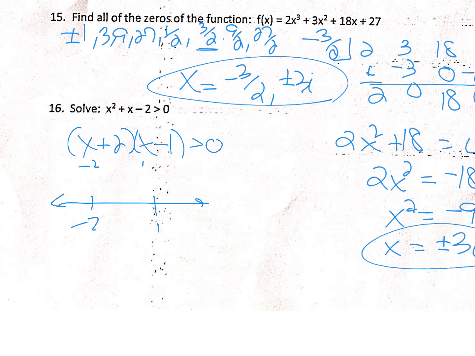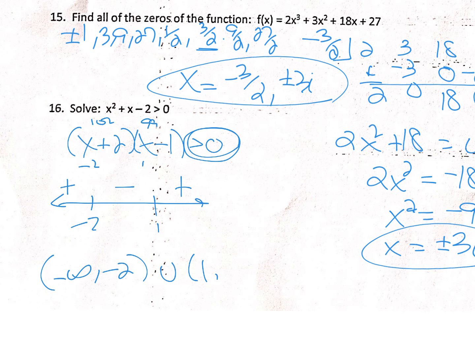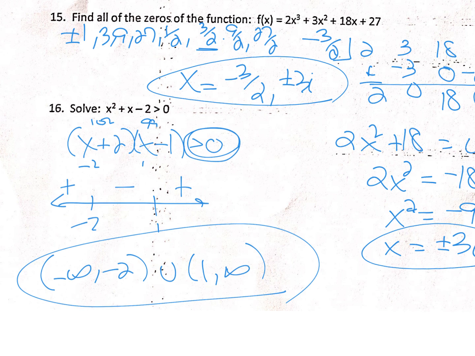I'm going to plug in 100. If I plug in 100, that's going to be 102. That's going to be 99. If you multiply those together, you get a positive number, which means it's negative there and positive there. Look at my sign here. I'm looking for greater than 0. Greater than 0 is positive. Where are the positives? They are from -infinity to -2, and also from 1 to infinity. So there's the solution to number 16.